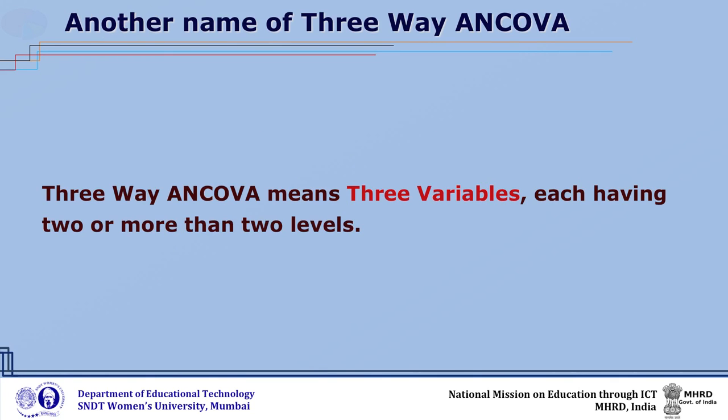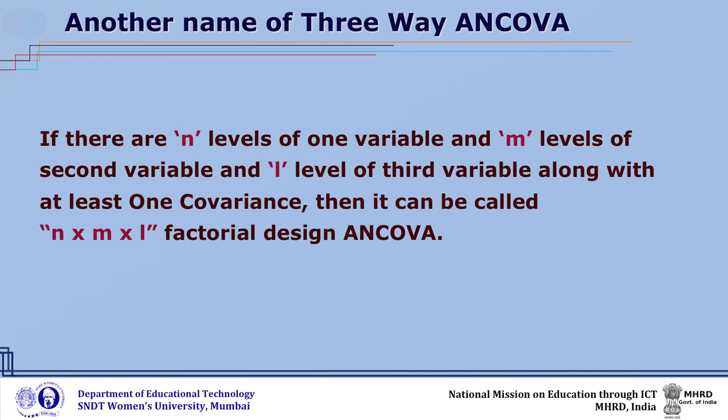Now, three-way ANCOVA means there are three variables, each having two or more levels. If there are n levels of one variable, m levels of another variable, and l levels of the third variable, then with one covariate, the name is n by m by l factorial design ANCOVA. You have already understood the assumptions underlying analysis of covariance. The same will be used here also.